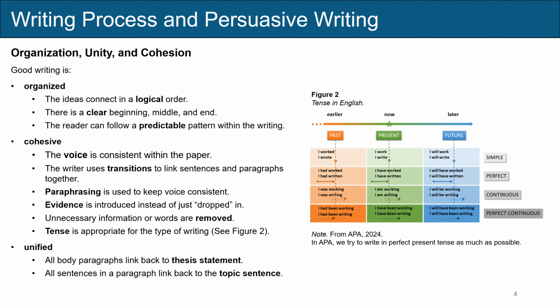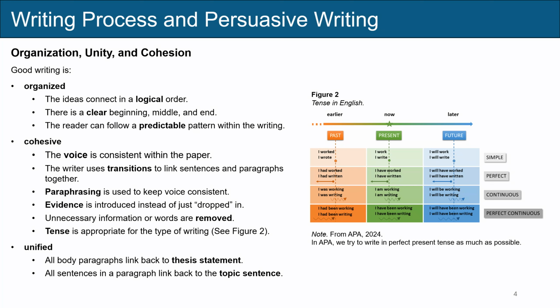Good writing is also cohesive. That means that your own writing voice is consistent within the paper. If I am reading your paper and suddenly it sounds like somebody else is talking in my head, because that's how we read papers, we talk in our head. If it sounds like there is one person talking and now there's another person talking, that's jarring, that's inconsistent.